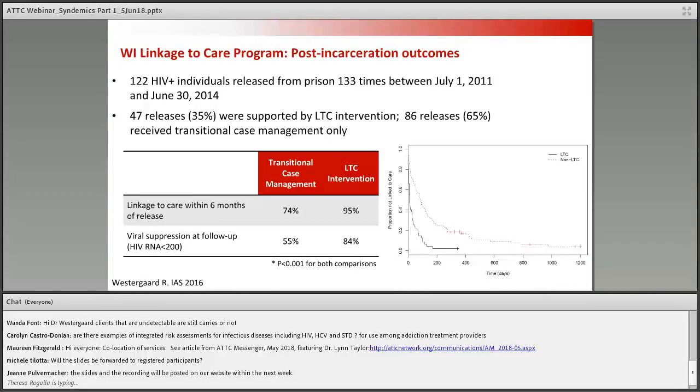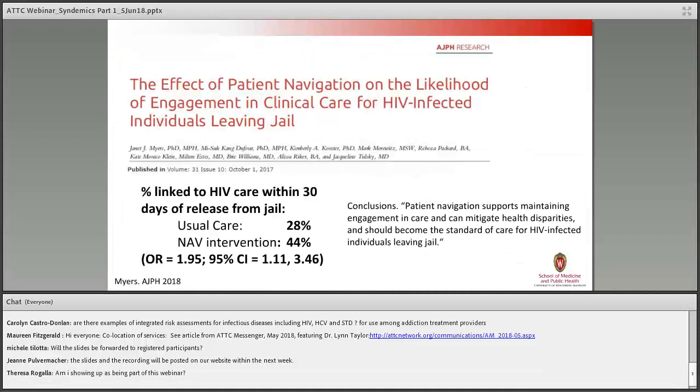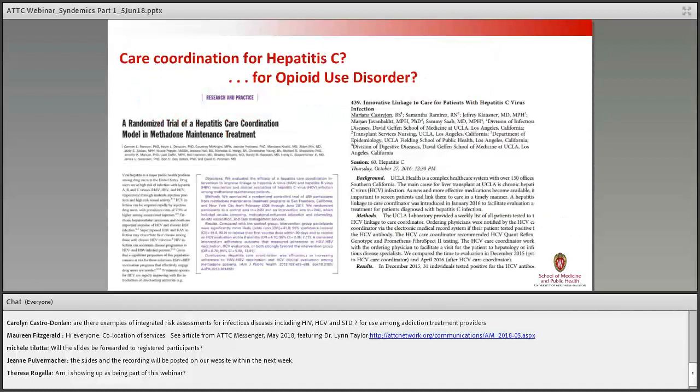We have started to look at some of the quantitative outcomes, and this shows specifically people who were in prison and then participated in this study afterwards were more likely to be linked to care and stay on their medications 6 months after they were released from prison than those that weren't. And this mirrors other studies elsewhere that show that this type of patient navigation intervention can increase linkage to care for people when they get out of jail. This group in San Francisco was one of our collaborators in that linkage to care study. This was a different project, but they're the same investigators, and their conclusion was that patient navigation supports maintaining engagement in care and can mitigate health disparities, should become standard of care for HIV-infected patients leaving jail.